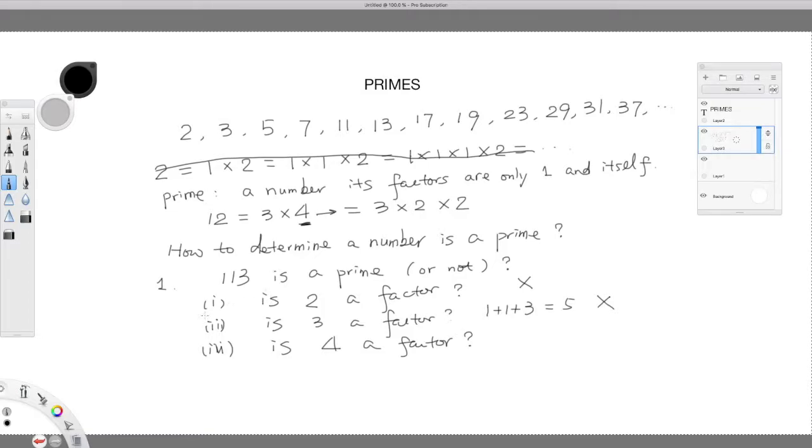is 113 a multiple of 4? We already know that 113 is not a multiple of 2. 2 is not a factor. So if 113 is not a multiple of 2, can it be a multiple of 4?